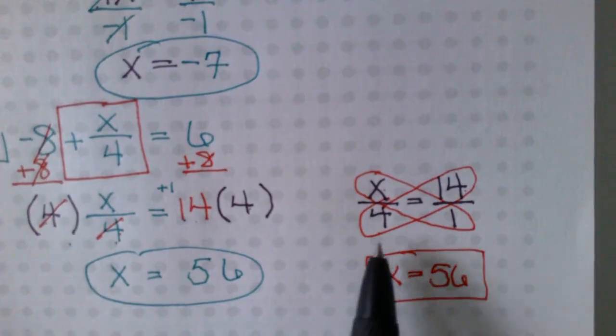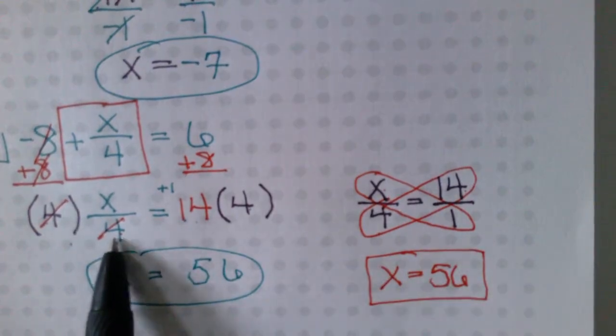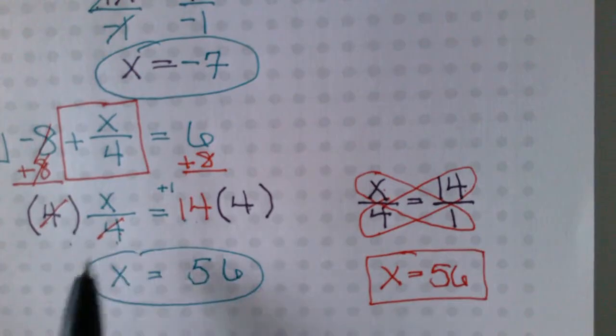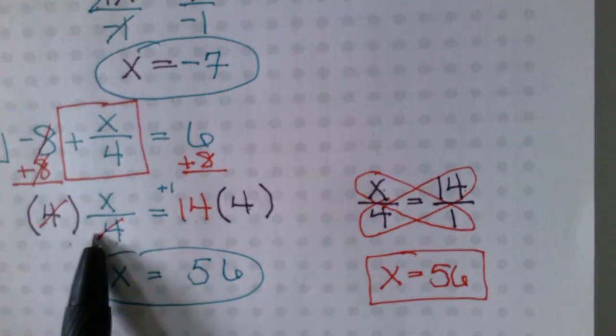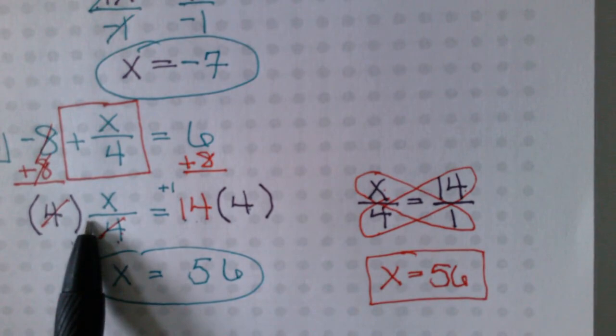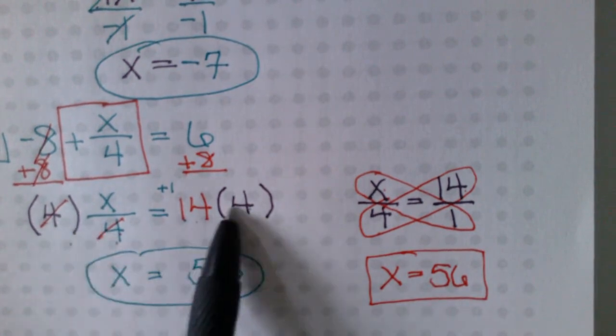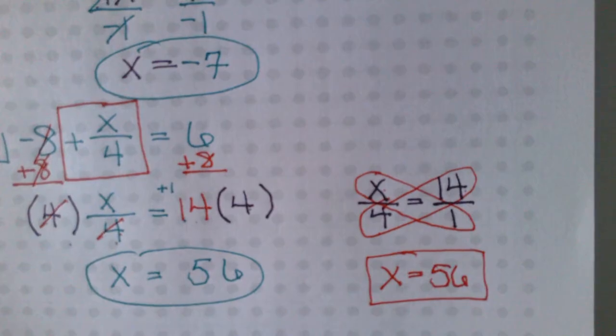Where did the 4 come from? From the denominator. So when you multiply on both sides to get it out of this fraction form, multiply, which is the opposite or the inverse of division, you're going to multiply the 4 on both sides. Okay? So it's not so much a fraction, it's going to give you a whole number.